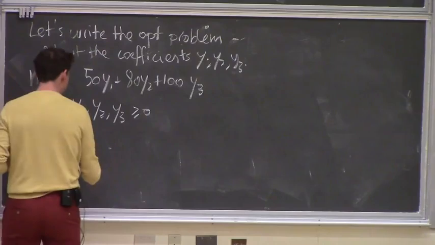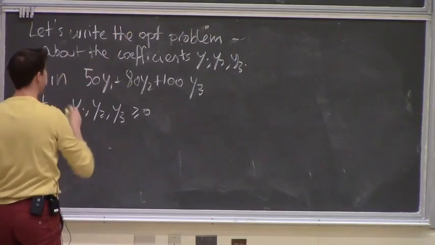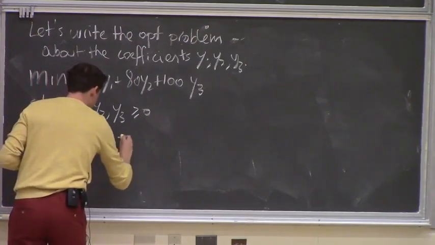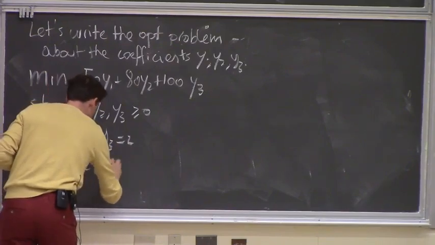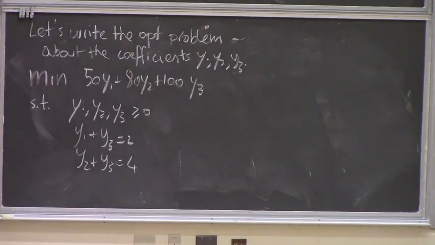And then I also need to match the coefficients: y1 plus y3 equals 2, and y2 plus y3 equals 4, right? This really looks like a linear program, does it?